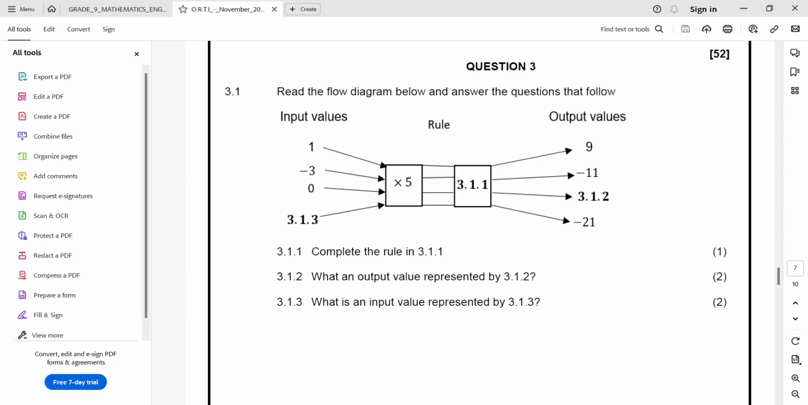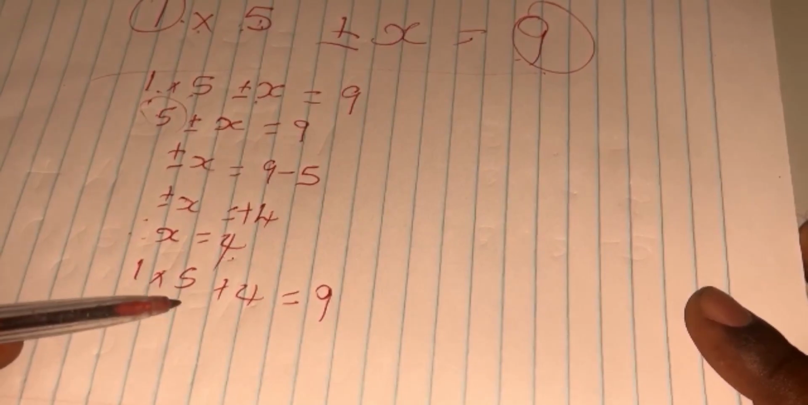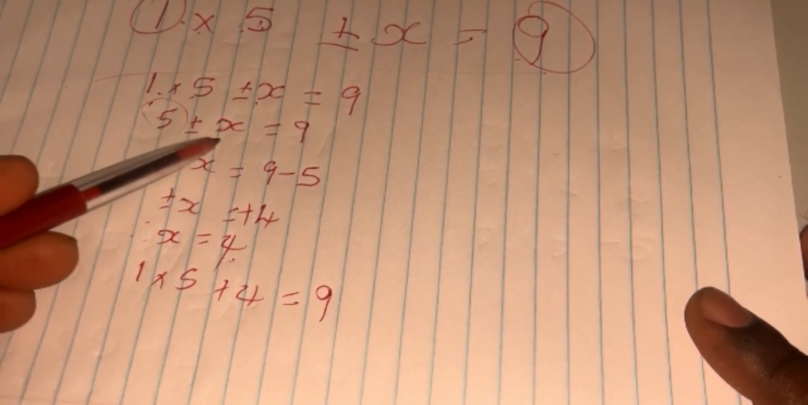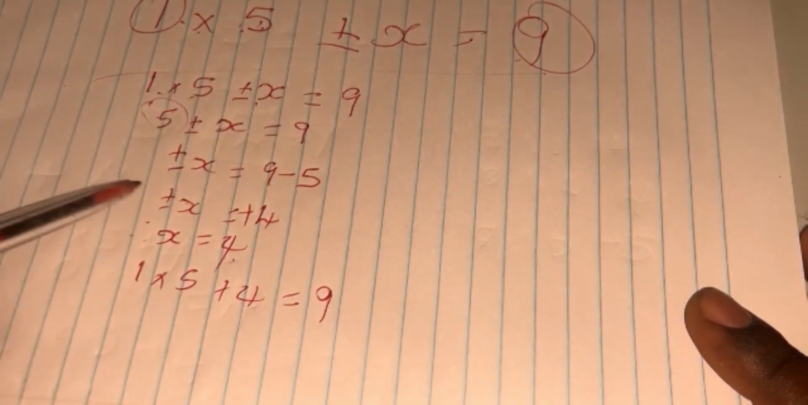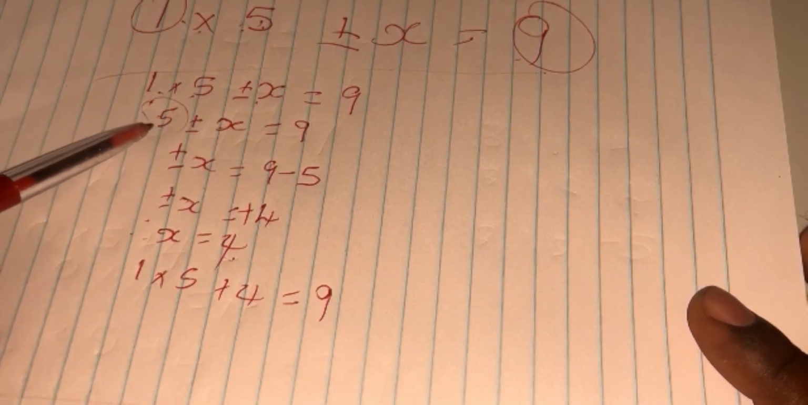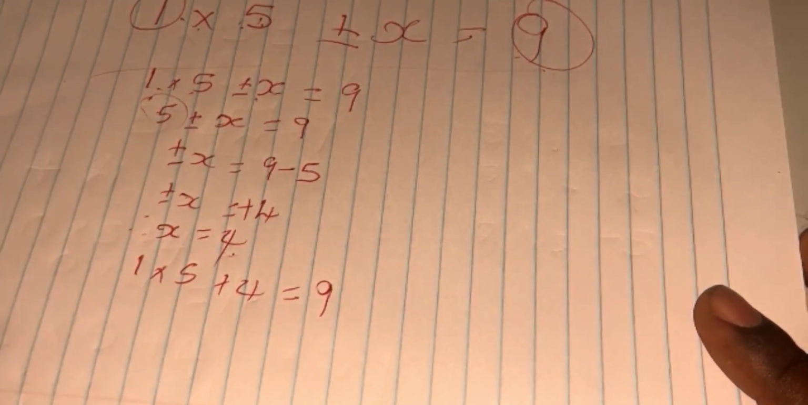Sorry for not showing up, that's a technical error. So as I was saying, 1 multiplied by 5 is 5, then plus or minus x is equal to 9. Then I will take 5 to the other side. Don't forget that whenever I take a value from one side of the equation to the other side, I have to multiply it by a negative. That is where this negative comes from. Or I can use the additive or subtractive inverse.